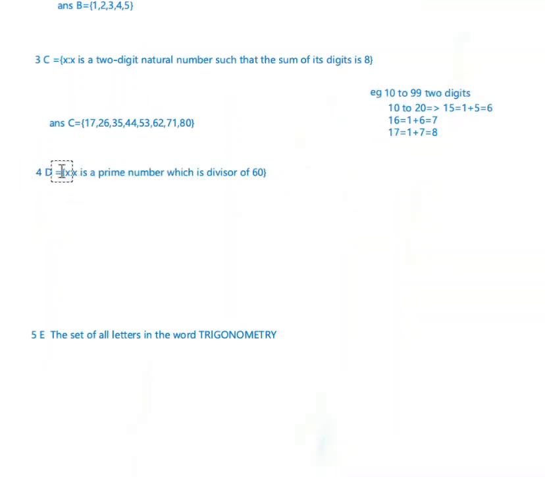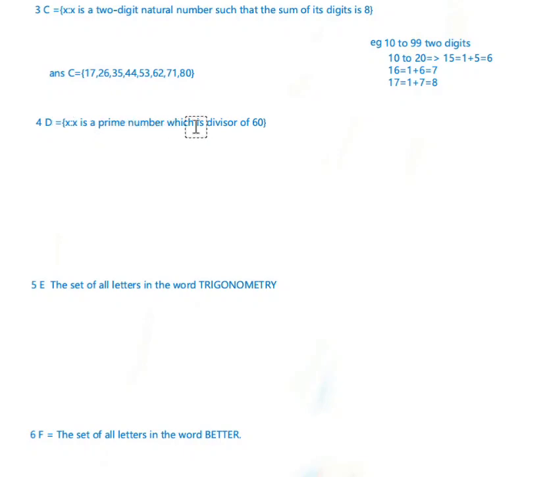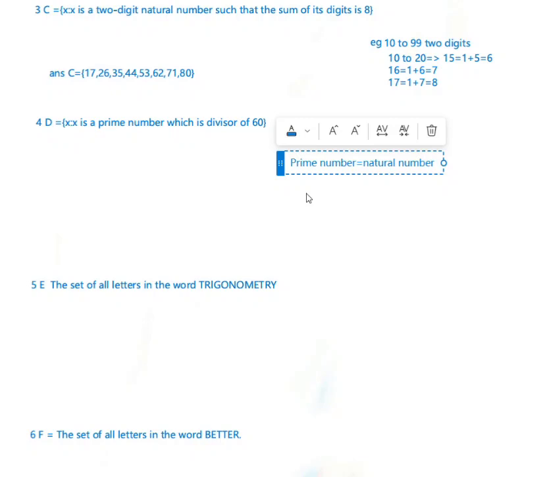So now to part D, the fourth question. x is a prime number which is a divisor of 60. So first of all, what is a prime number? A prime number is a natural number greater than 1 that has no positive divisor other than 1 and itself. This is a positive prime number, and it has no divisors other than 1 and itself. So here we can write: a prime number is a natural number.